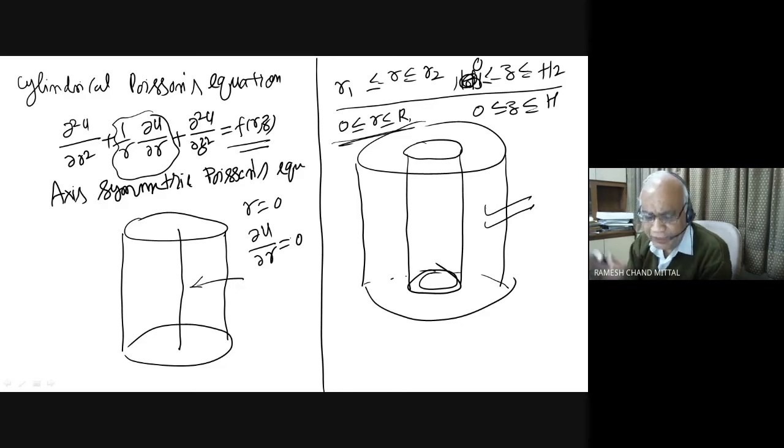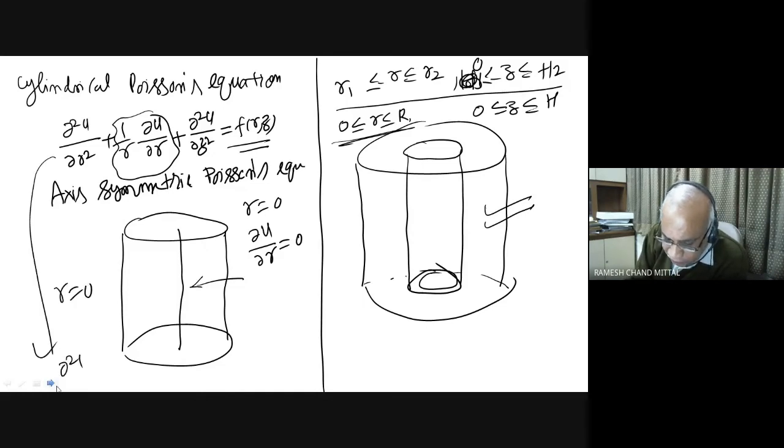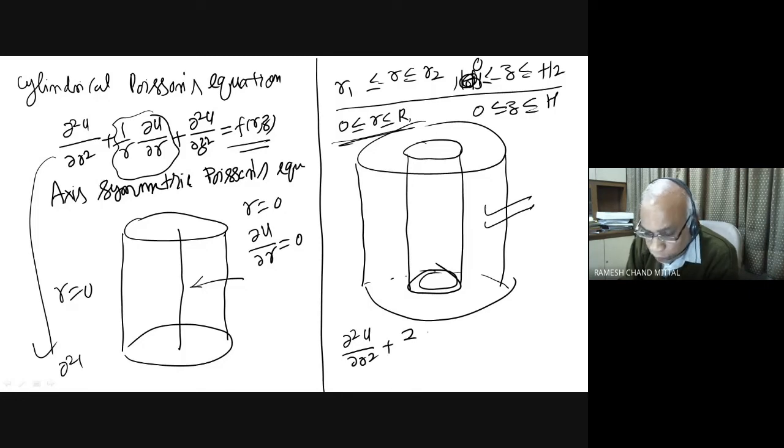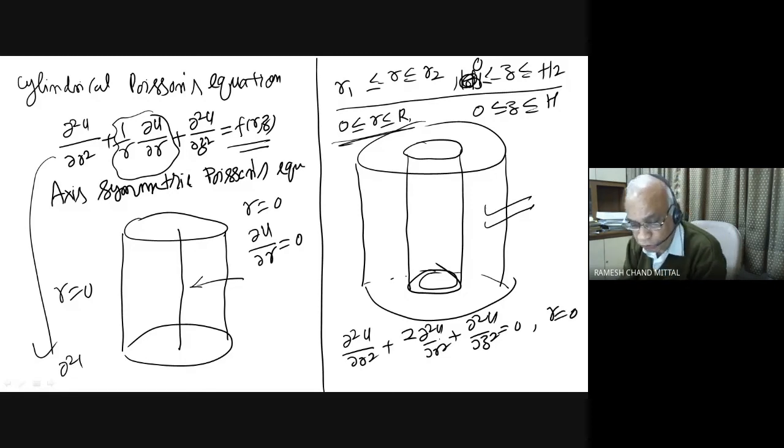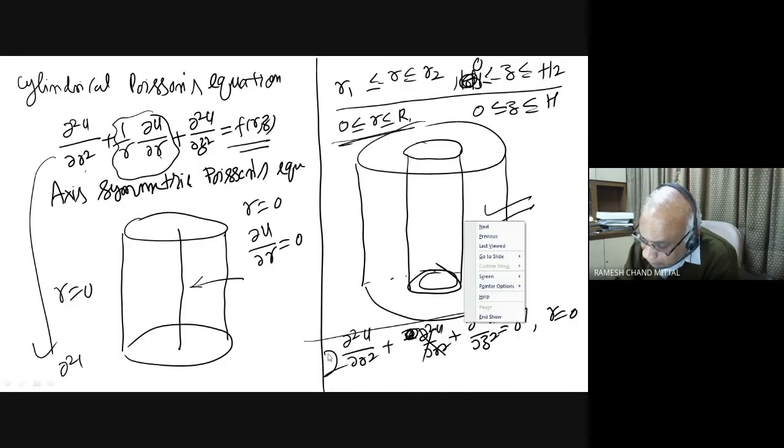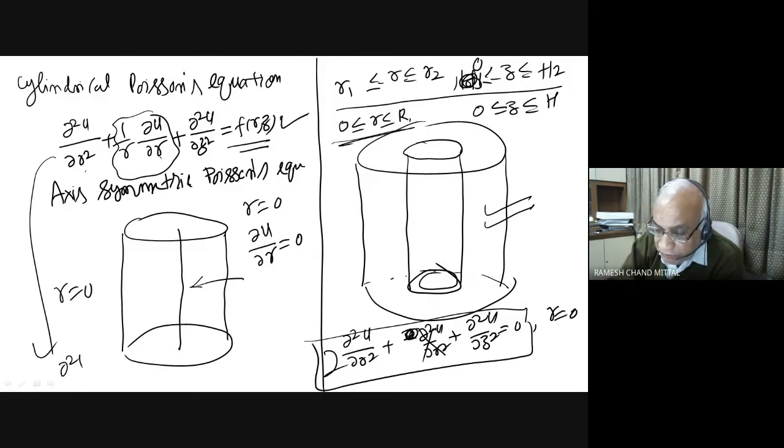And then there are a number of ways I can tackle this problem, but the best way is this: since at r equal to 0, du by dr equal to 0, I will have an equation at r equal to 0: 2 d2u by dr2 plus d2u by dz2 equal to f. This is for r equal to 0, because for this condition I apply L'Hospital's rule. So this becomes 1, this becomes d2u by dr2, and combine together. So at r equal to 0, I have this equation, and when r is not equal to 0, I will have the other equation. I hope everybody understands that.